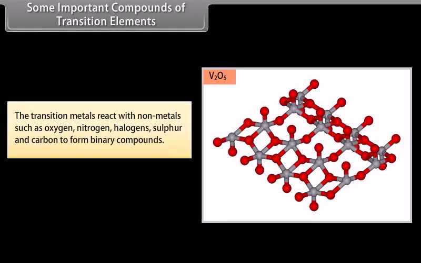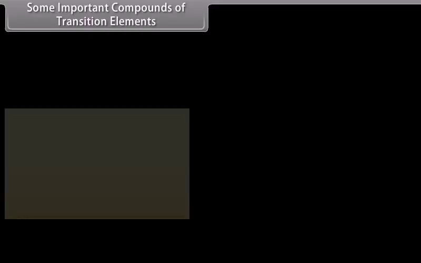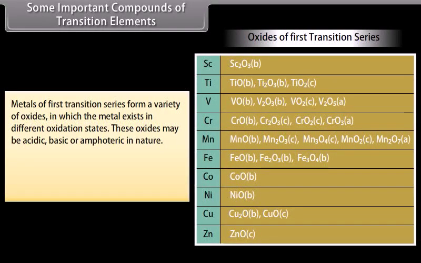Some important compounds of transition elements. The transition metals react with non-metals such as oxygen, nitrogen, halogens, sulfur, and carbon to form binary compounds. Some of these compounds find important industrial applications. Metals of first transition series form a variety of oxides in which the metal exists in different oxidation states.